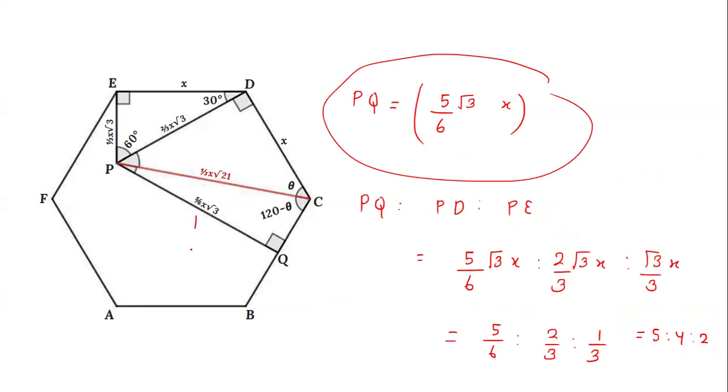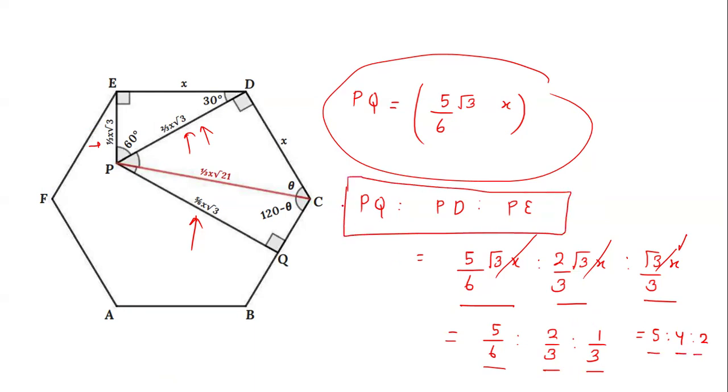So now you know this PQ value, this PD value, and this PE value also. PQ is this, PD is 2 root 3 divided by 3 times x, and this PE value you know, it is root 3 by 3 times x. So the root 3 x cancels, and it will become like 5 by 6, 2 by 3 and 1 by 3. After multiplying by 6, it will become 5, 4 and 2. So this is the ratio of these three sides. In this way we can find this ratio.